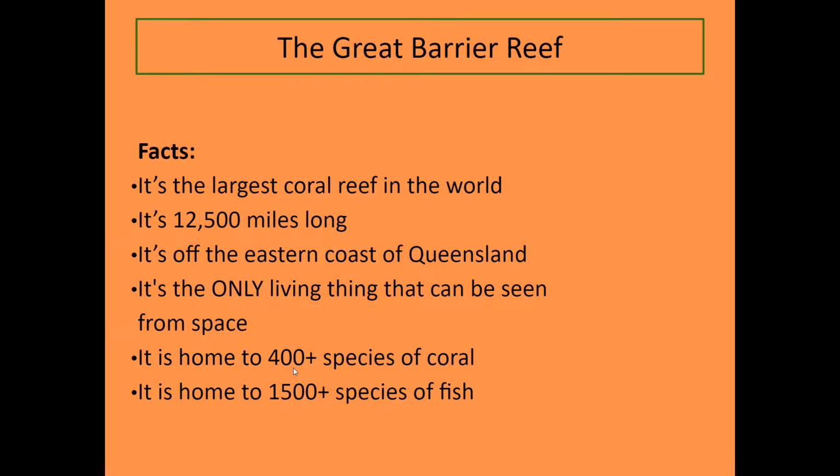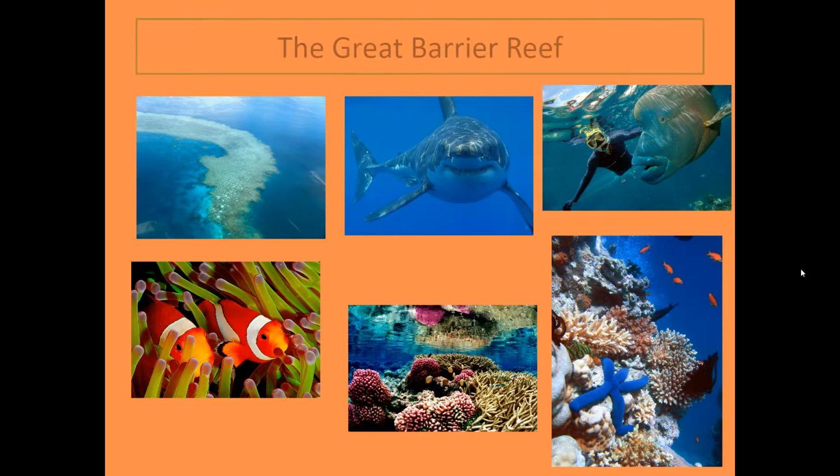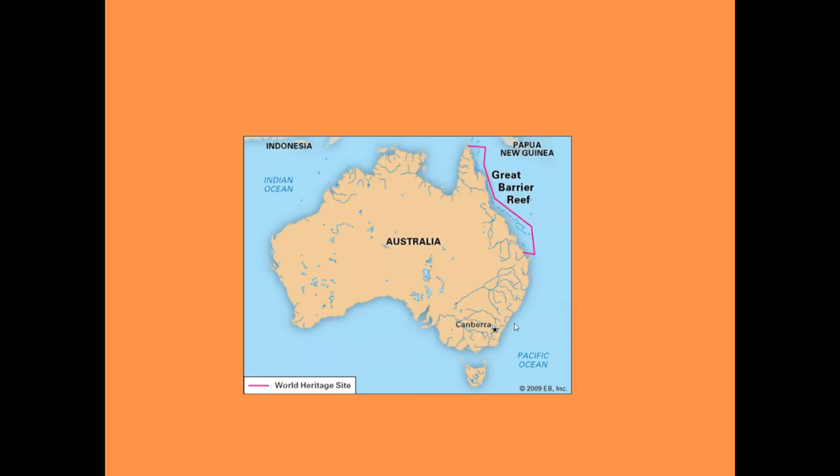It is home to 400 plus species of coral and 1,500 plus species of fish. And here's some cool pictures of that if you like. We're going to ask you a question here too. And there you can see, this is the map of where you can find the Great Barrier Reef, just off of Queensland, northeastern Australia.